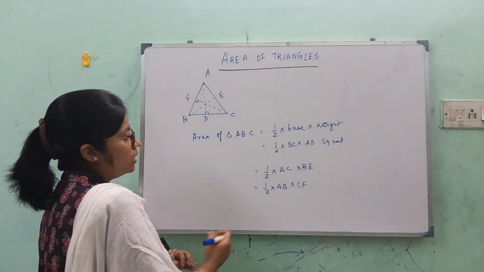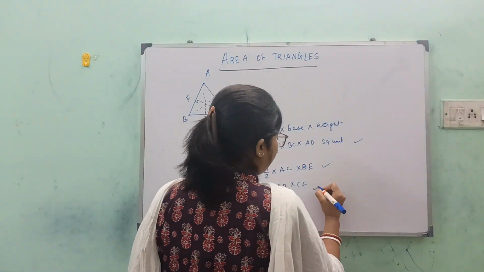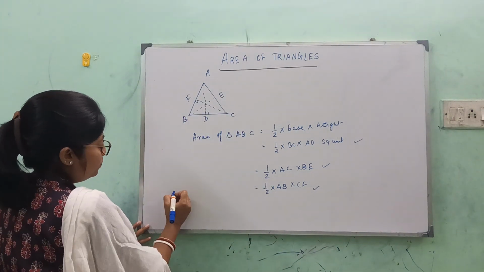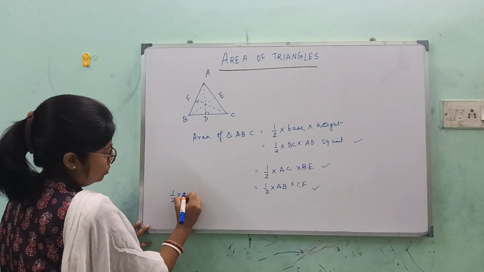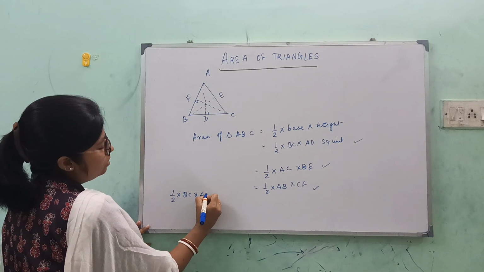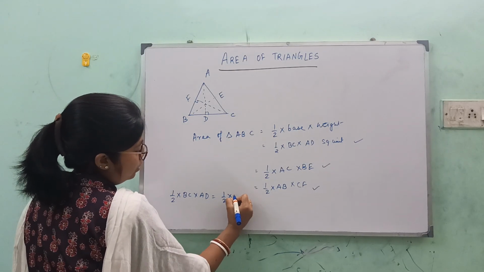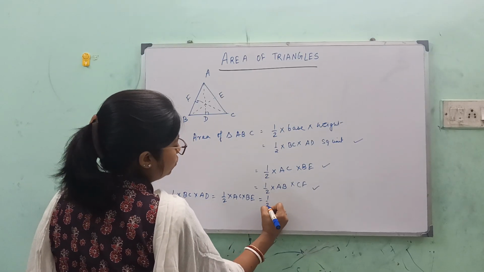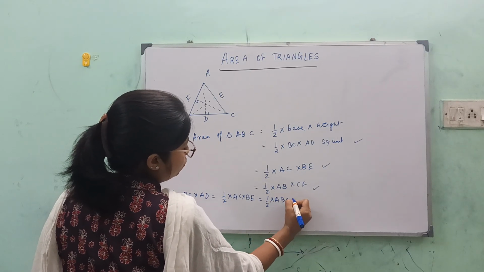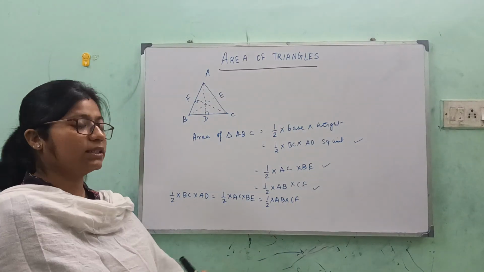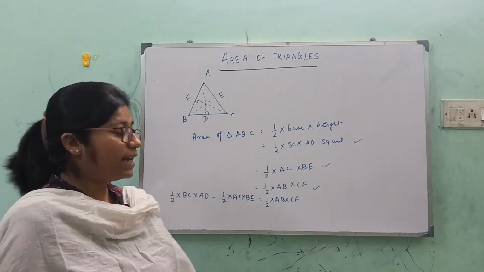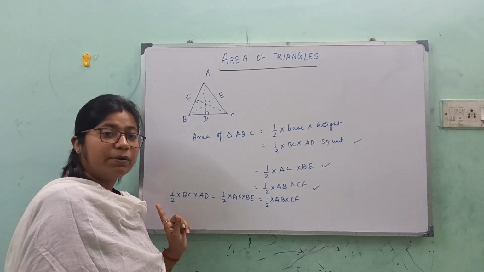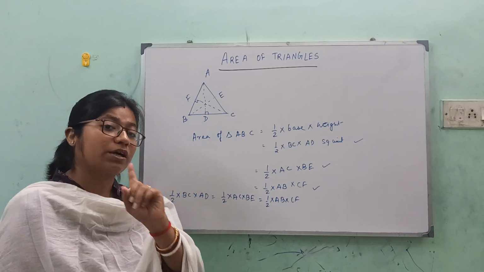All the three cases will fetch you the same answer for the area of the triangle. That means half into BC into AD will be equal to half into AC into BE, which is equal to half into AB into CF. So in all these three cases, you will get the area of the triangle. So any one of the three you can use, but keeping in mind whichever base you are using, you have to use the corresponding altitude.